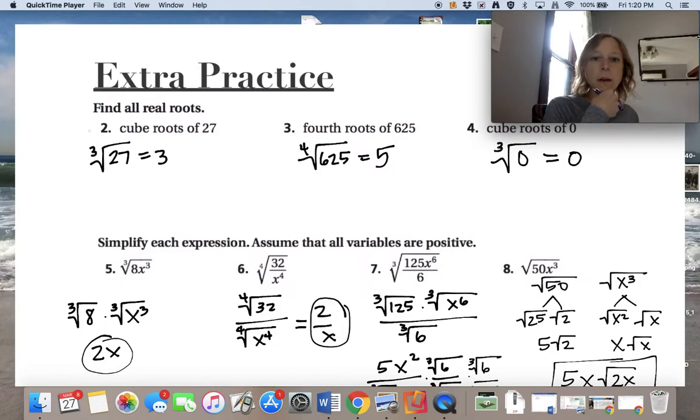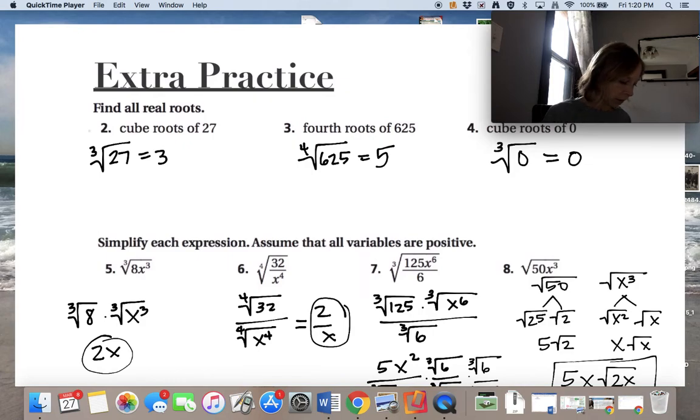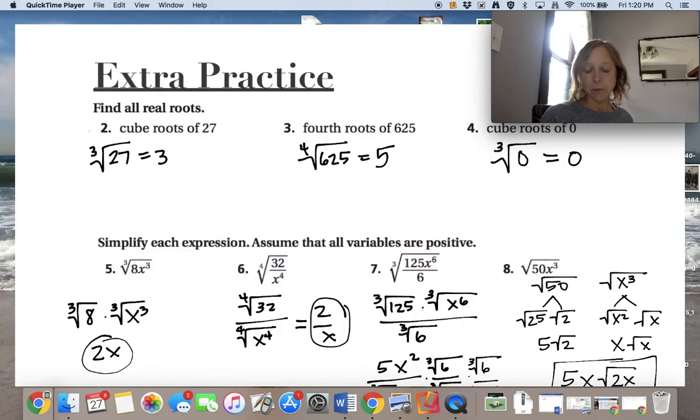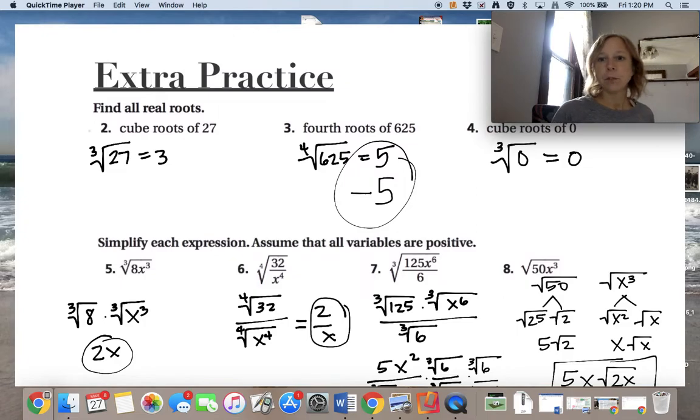Now notice it does say find all roots, and this is where we need to also consider if there are negative solutions. So when we did the cube root, the only solution was 3, because 3 times 3 is 9, times 3 is 27. And if I threw a negative in there, if they were all negative, we'd have a negative solution. However, now if I look over here at the fourth roots of 625, that could be 5 times 5 times 5 times 5, but it could also be negative 5 times negative 5 times negative 5 times negative 5. So that one would actually have 2 answers. So that's something I missed right away. Cube roots of 0 are 0.